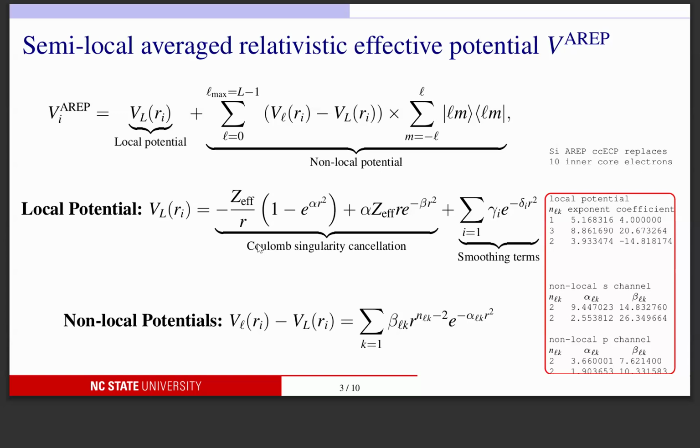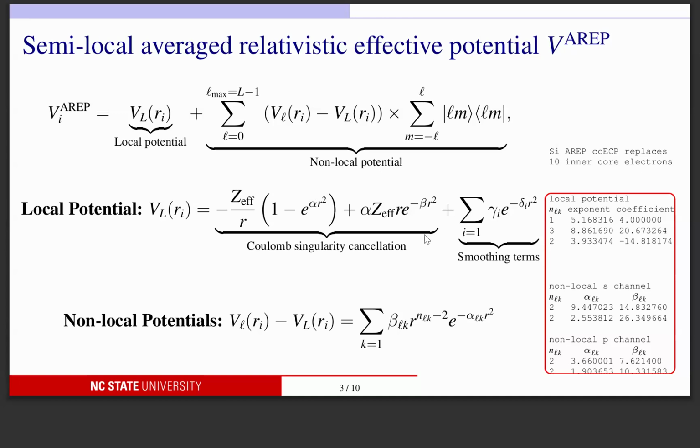We choose a well-established form that is non-singular and behaves quadratically at the origin and is parameterized by a short sum of radial powers multiplied by Gaussians. The non-local potential adds angular momentum dependent corrections to accurately reproduce the different core screening and relativistic effects experienced by valence electrons in different orbitals, so the s orbitals, p orbitals, and so on. All the coefficients and exponents denoted by Greek letters here, like the alphas and betas, are our optimization parameters.